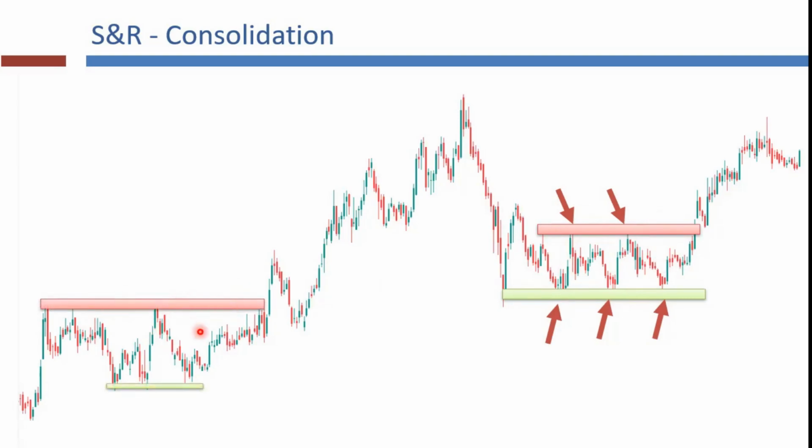I have marked one more support and resistance zone here. What I want to emphasize is that the identification of support and resistance zones is easy and it will come with ease.